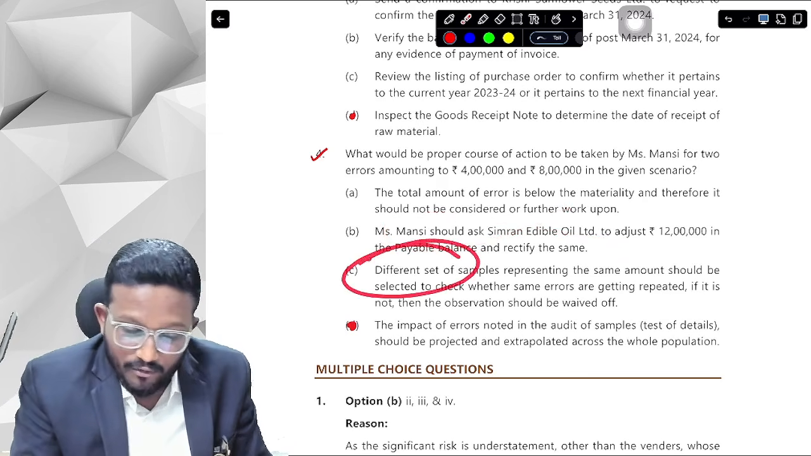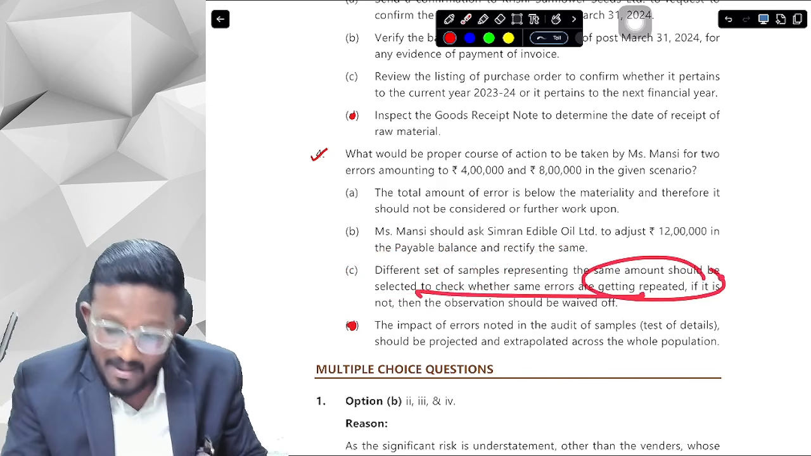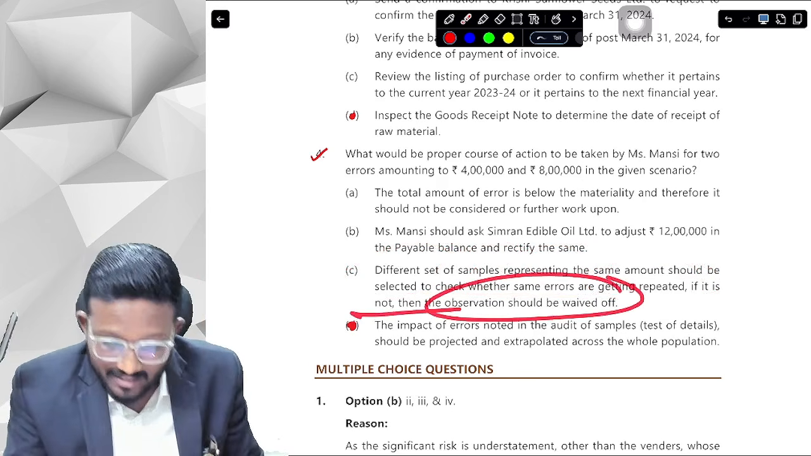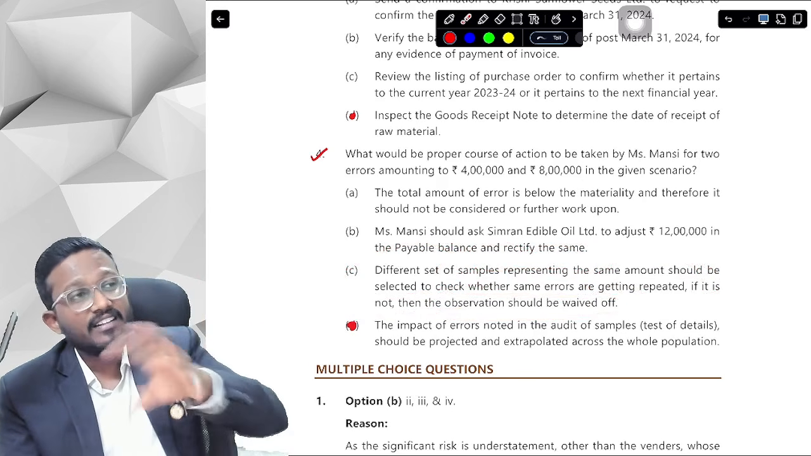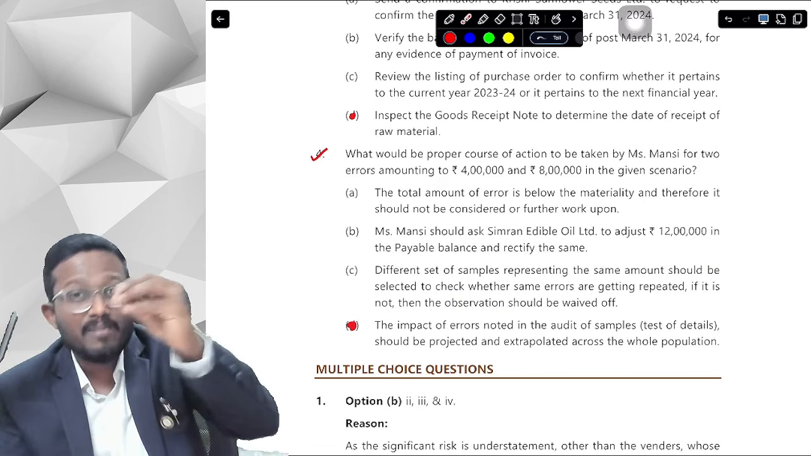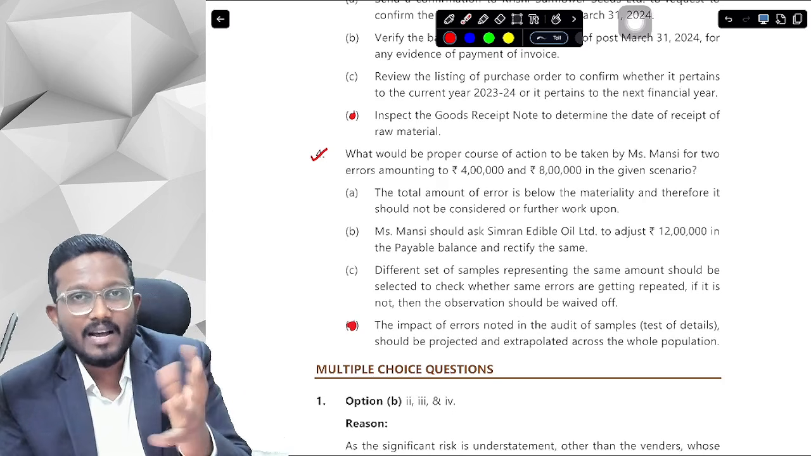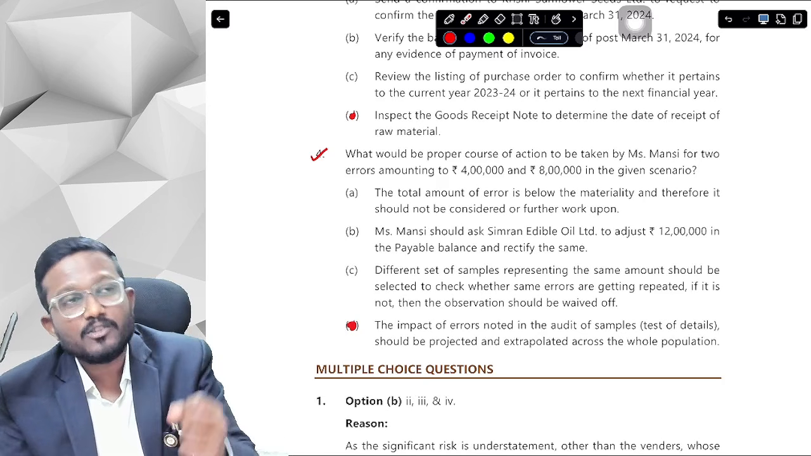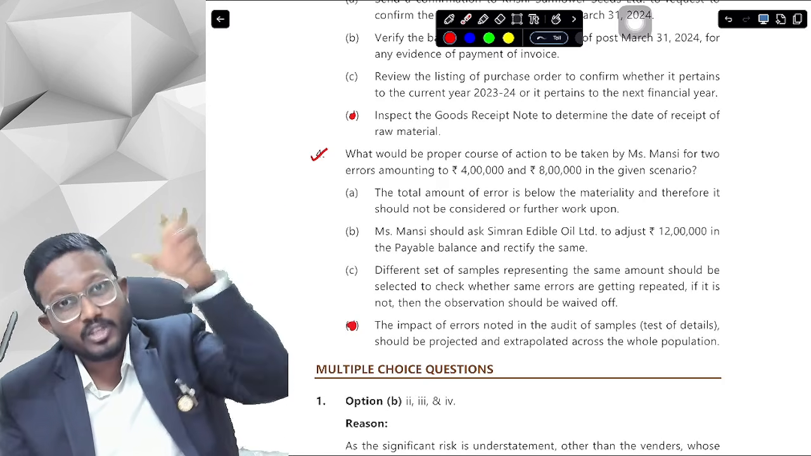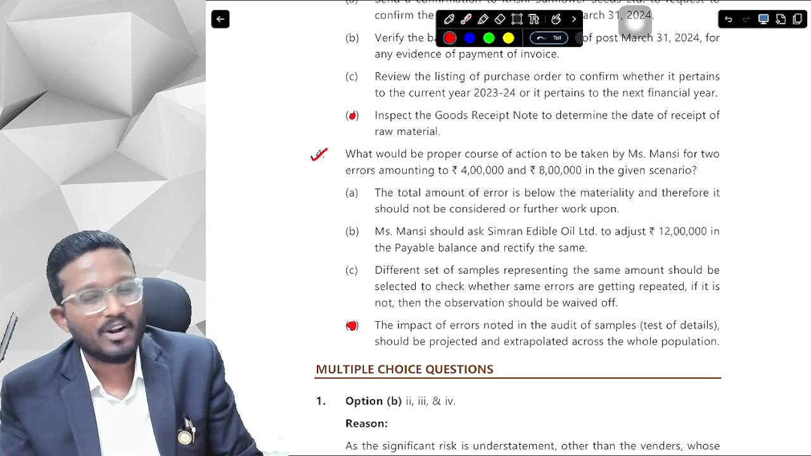Next, a different set of samples representing the same amount should be selected to check whether the same errors are getting repeated. If not, then the sample observation should be waived off. It is saying that we need to select different samples to obtain evidence whether the same observation occurs in different samples or not. We do not have that time. I have already selected 30% samples. You are asking me to select another 30% samples to see whether the same observation is carried in those samples or not. I cannot do that.